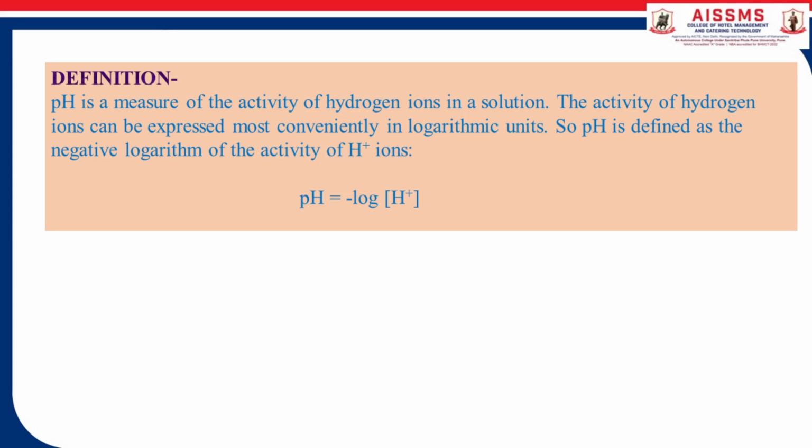pH is a measure of the activity of hydrogen ion in a solution. The activity of the hydrogen ions can be expressed most conveniently in logarithm units. So pH is defined as the negative logarithm of the activity of hydrogen ions. The equation is given on the particular slide, wherein pH is equal to the negative logarithm of the activity of the hydrogen ion.